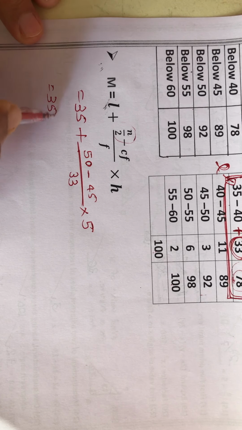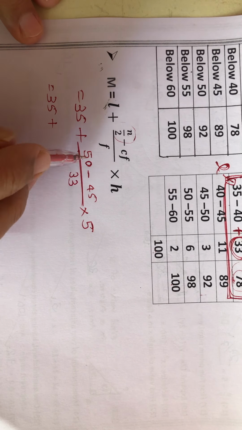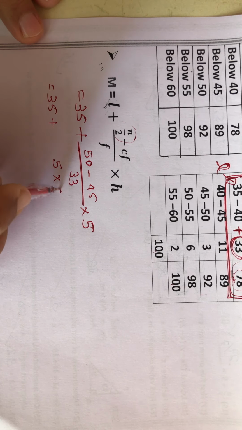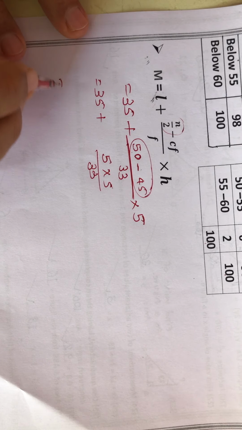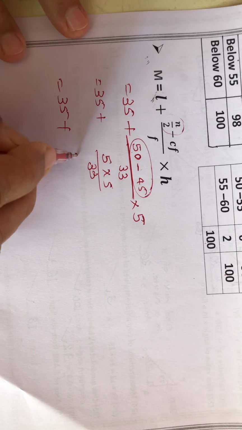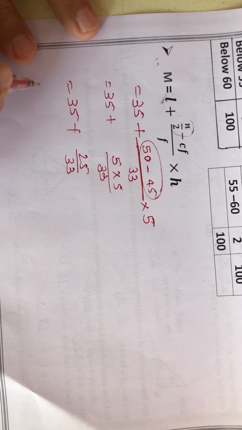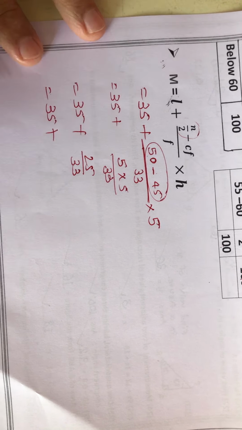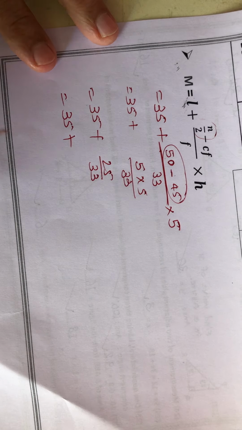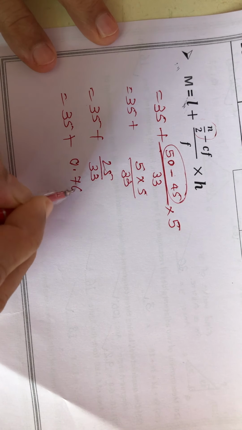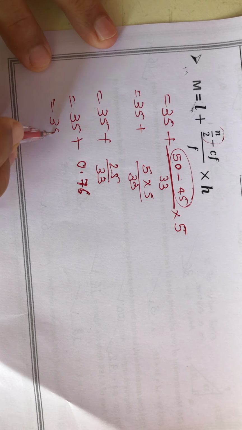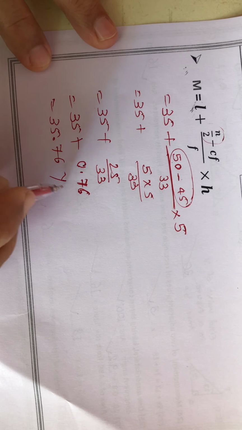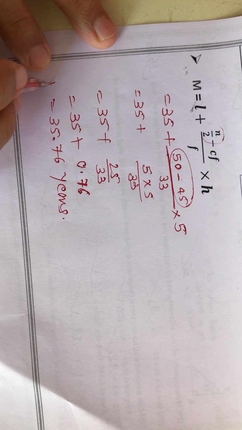So 35 plus 50 minus 45, 5 into 5 upon 33. Similarly 35 plus 5 5s are 25 upon 33. Now do the division. 25 by 33, answer is 0.76. આ જાતે કરજો division. Answer is 35.76 years, કારણ કે આ એજની વાત છે.